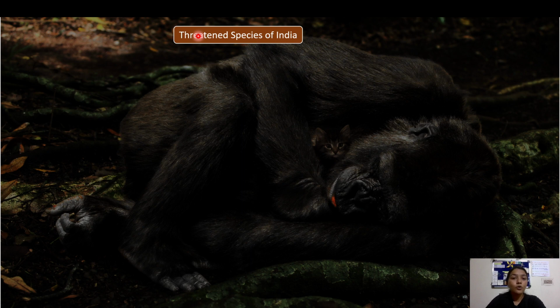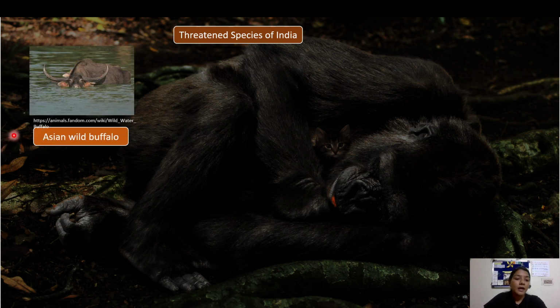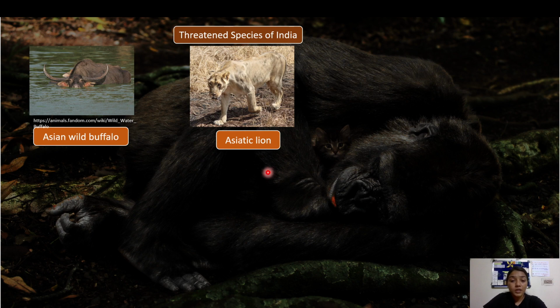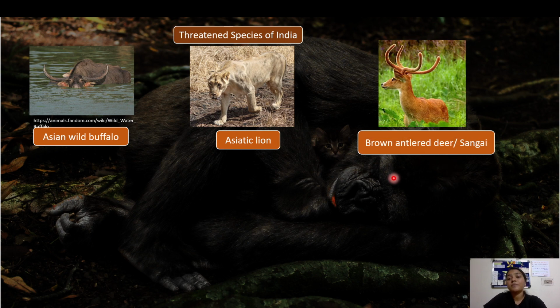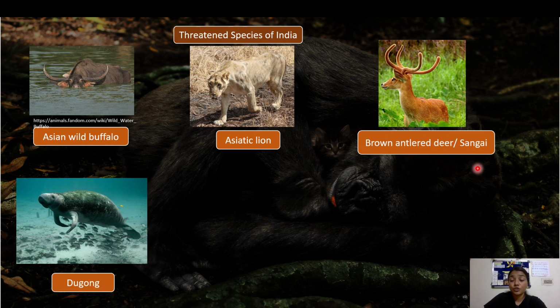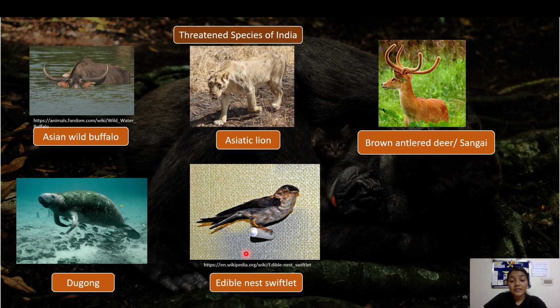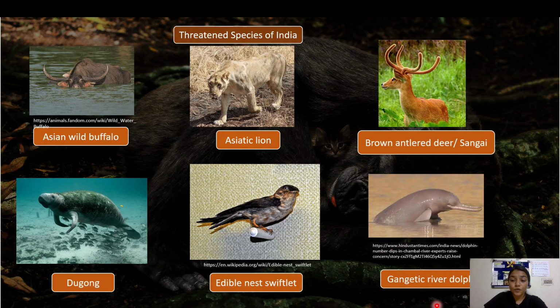So let us take a quick look into the threatened species of India. Among the animals, the Asian wild buffalo, the Asiatic lion, which is found in the Gir National Wildlife Sanctuary, the brown antlered deer, which is also called sangai, the dugong, a kind of marine mammal, and the edible nest swiftlet. This is a bird. Basically, this bird builds a nest from saliva which hardens. A white nest is made from the saliva, and that nest has a very high cost in the market, from which soups are made in China, and therefore this particular bird is very much exploited. Gangetic river dolphin.